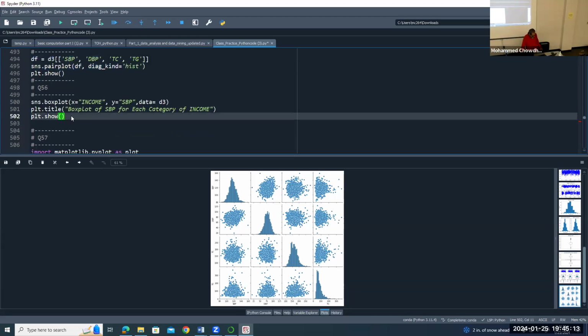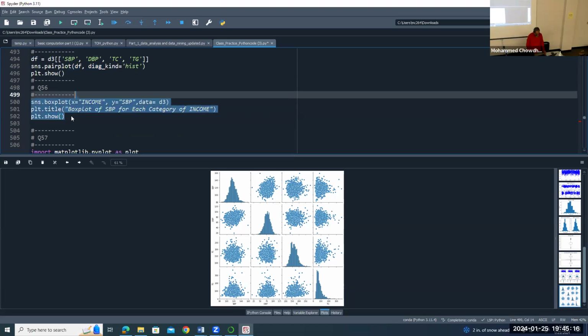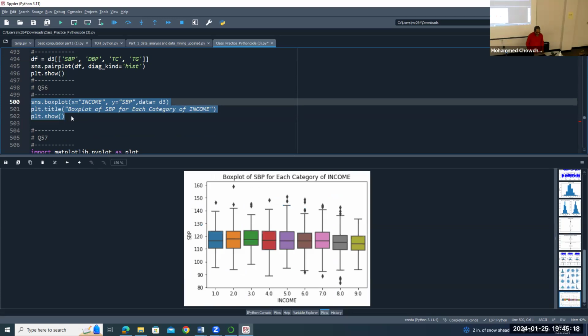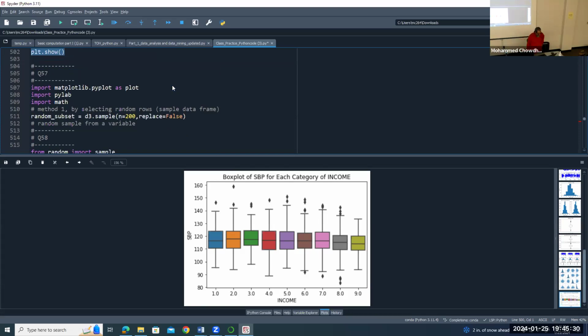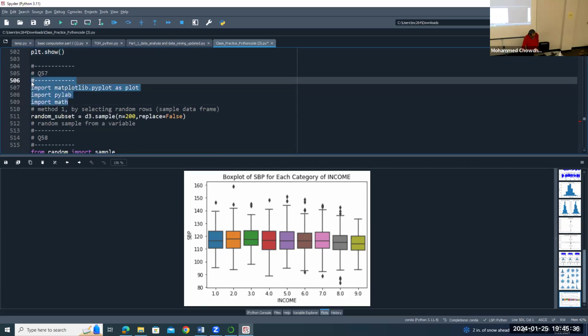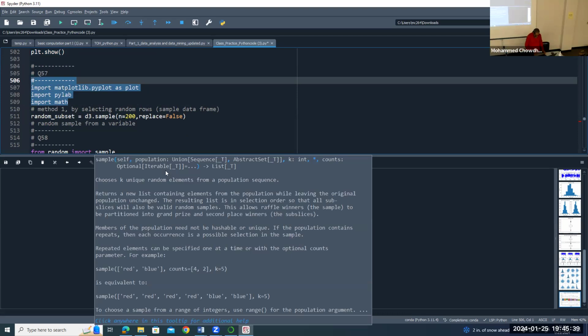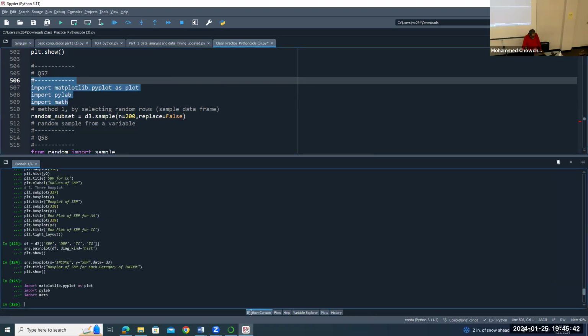So now, this is called the box plot for SBP corresponding to each level of the income variable. Okay. Now I want to do this. Okay. So I have a data. From that data, I randomly select. I want to randomly select now 200 rows.